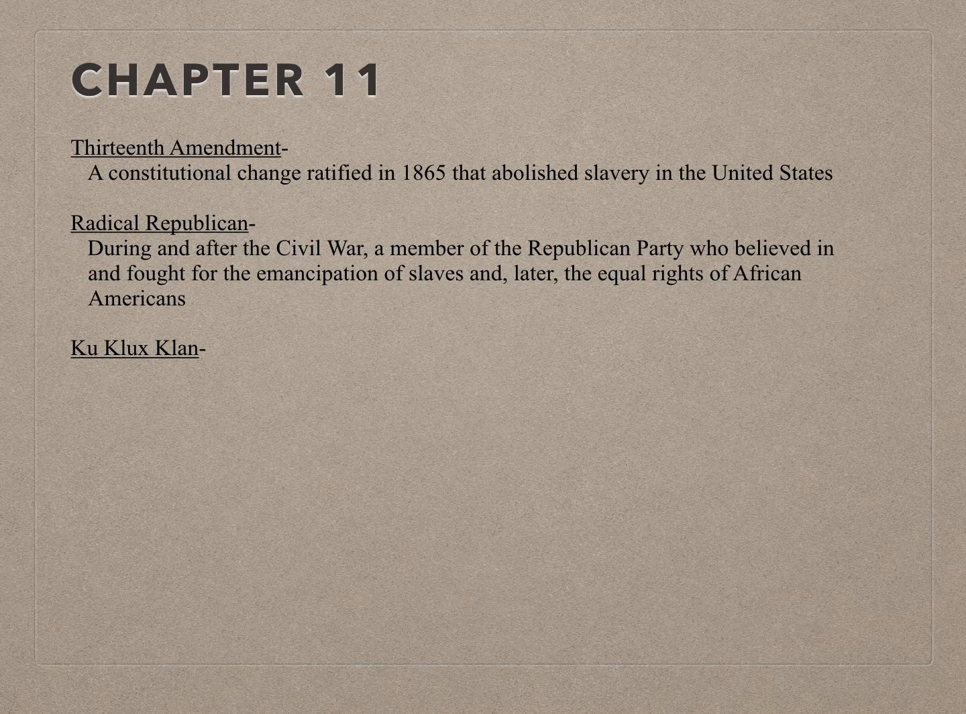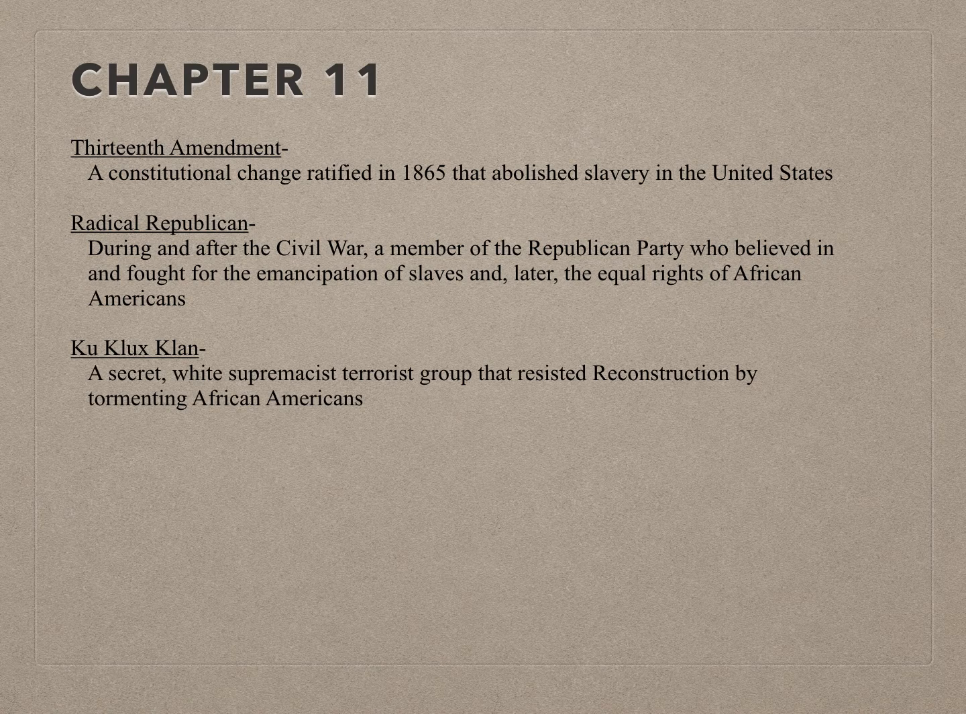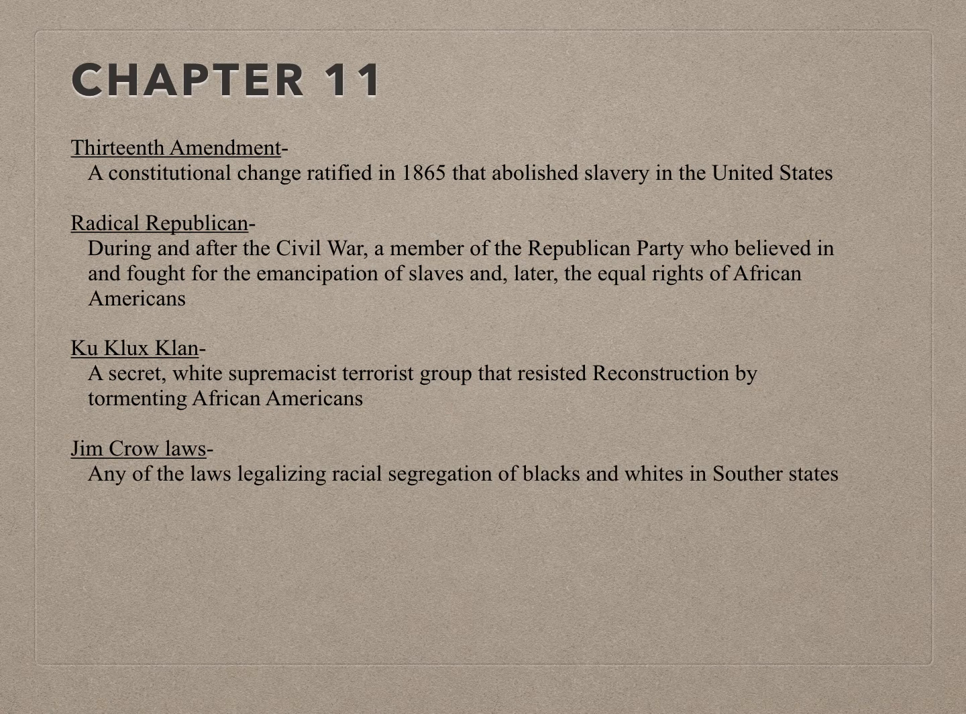The Ku Klux Klan, or the KKK, a secret white supremacist group, terrorist group, that resisted Reconstruction by tormenting African Americans. You guys have probably heard of the KKK before. Jim Crow laws. When you hear Jim Crow or Jim Crow laws, what that's referring to are any of the laws that legalized racial segregation of blacks and whites in southern states. There should be an N on the end of southern.